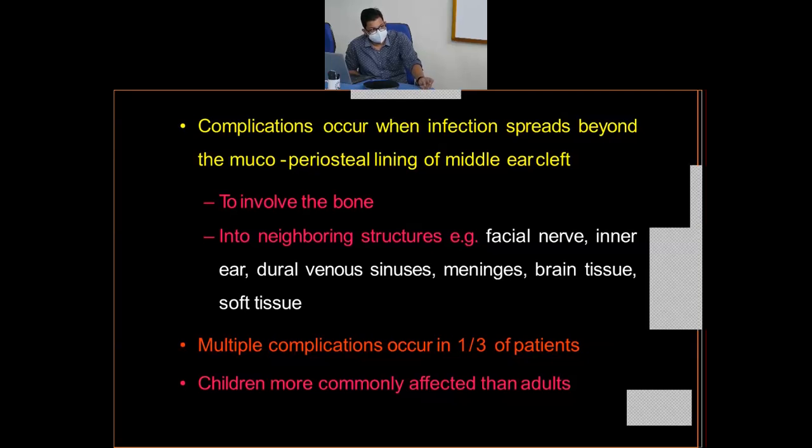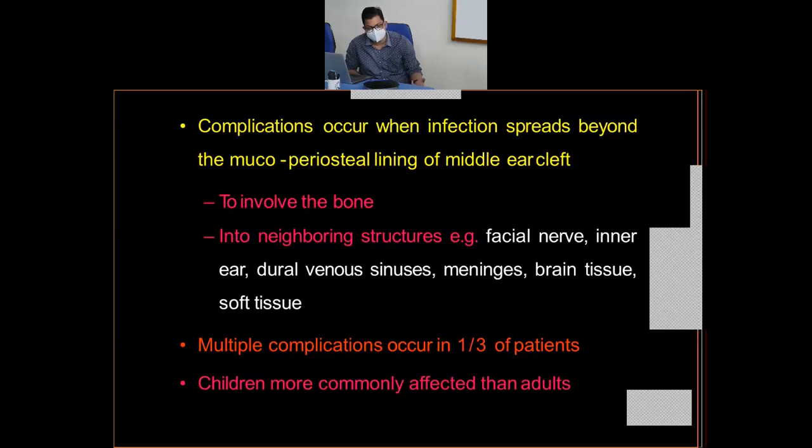So when it involves the bone, then into the neighboring structures, like when the infection spreads to the facial nerve, then the inner ear like labyrinth, cochlea and all, then through some venous channel it will go to the sigmoid sinus, lateral sinus, and it will cause sigmoid sinus thrombosis. Then through hematogenous spread or direct spread, it will lead to meningitis. So it is called a complication when it spreads to all those structures.